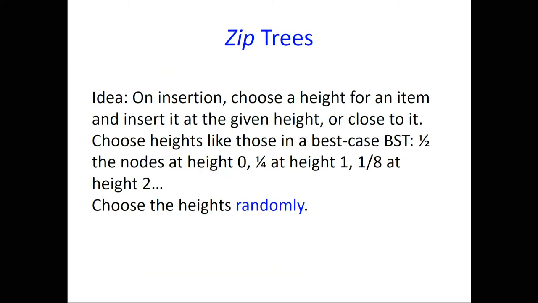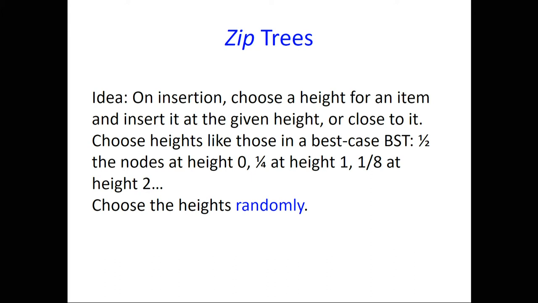What is the idea? The idea is we want to mimic the behavior of the best possible tree, the perfectly balanced tree. So the perfectly balanced tree has half its nodes at level 0, a quarter of the nodes at level 1, an eighth of the nodes at level 2, and so on. The number of nodes decreases by a factor of two each time we go up a level. I want to reproduce that behavior, but be able to do insertions and deletions cheaply. So the idea is to pick a height for an item when we insert it and to make sure that it goes in at the correct height. And we'll choose the heights randomly to match the distribution in the perfect tree.